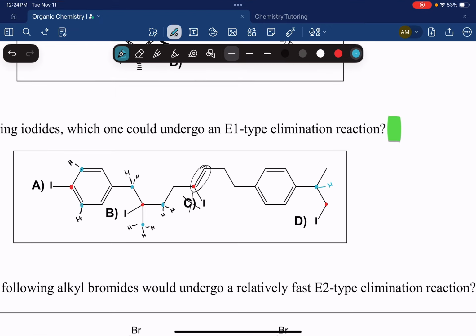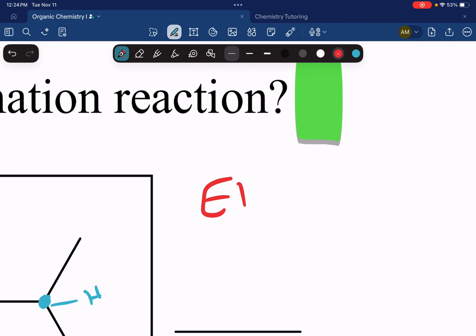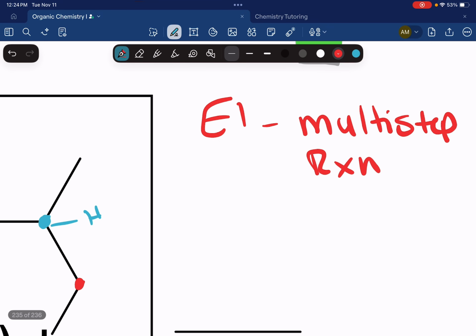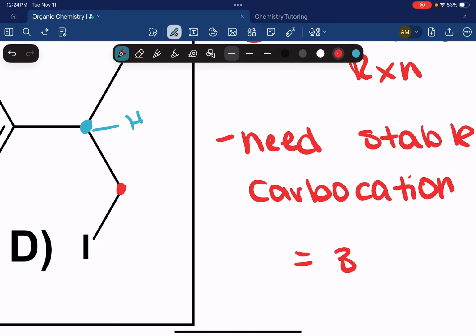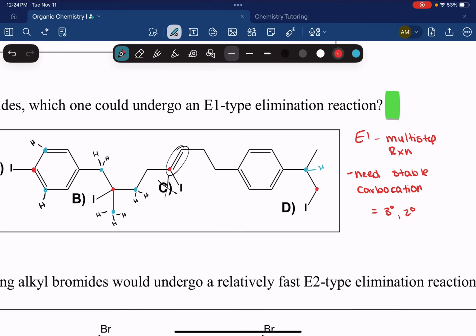So let's think about what E1 is, right? It's a multi-step reaction, right? So we need a stable carbocation, meaning it needs to be tertiary or secondary, preferably tertiary, right? Remember that? It's going to be the most stable carbocation.